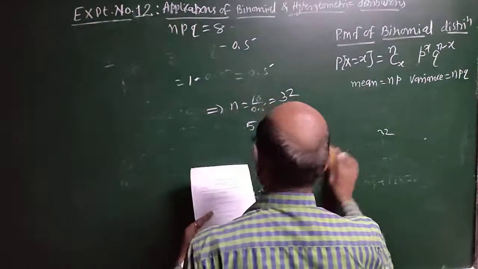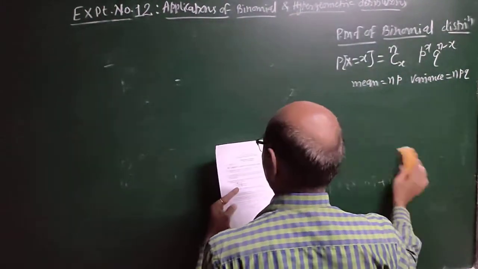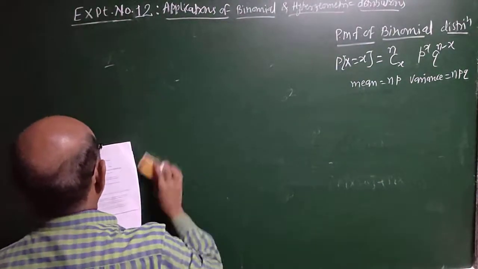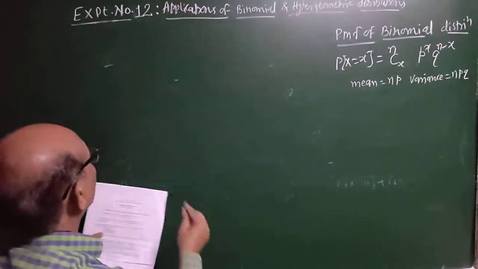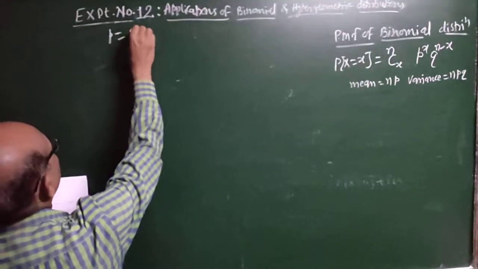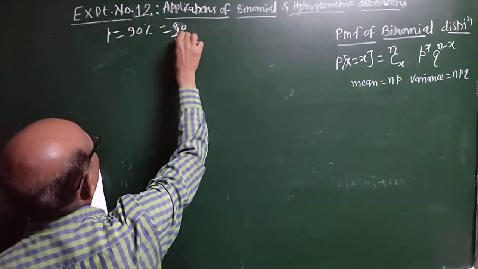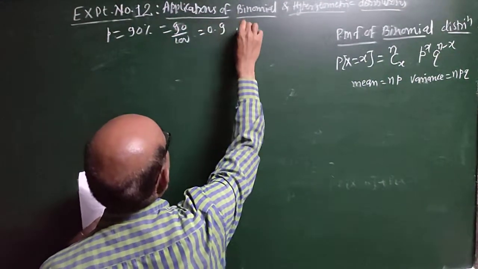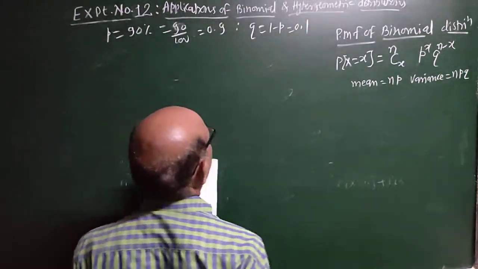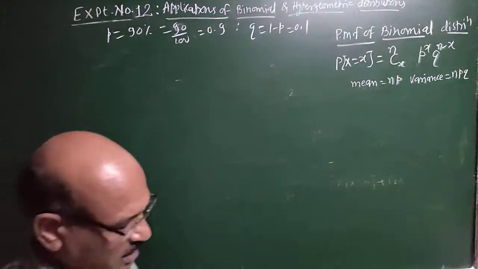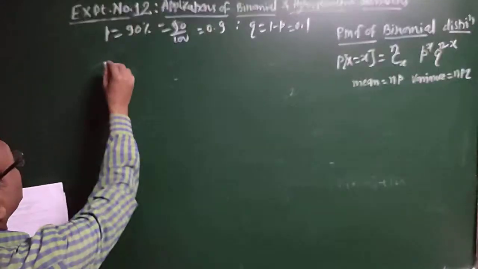Next, question number 2. A missile manufacturer claims that his missiles are successful 90% of the times. That means probability of success is 90 by 100, so p is 0.9, and therefore q equal to 1 minus p, so this is 0.1. You have got the p value and q value. Air Force checks the stock by firing 6 missiles. n equal to 6.